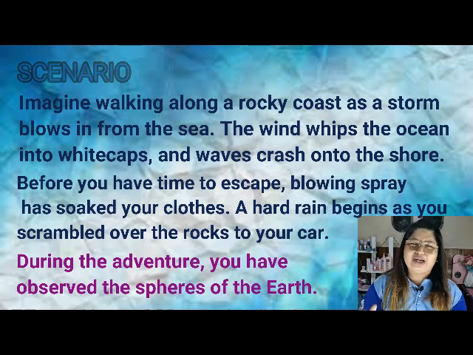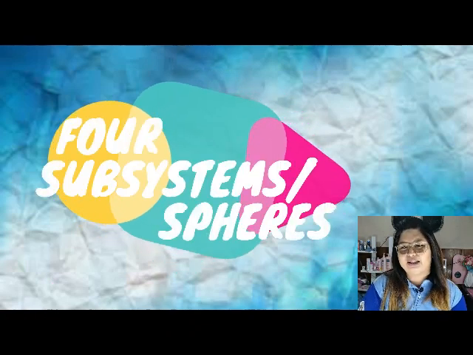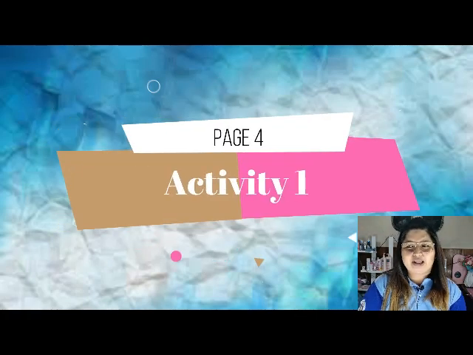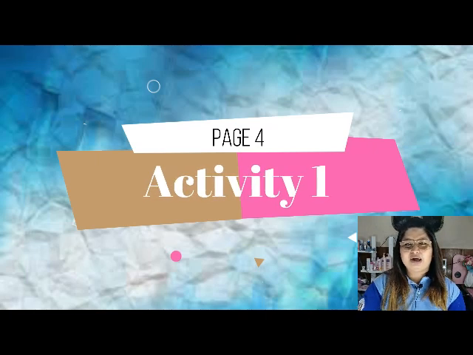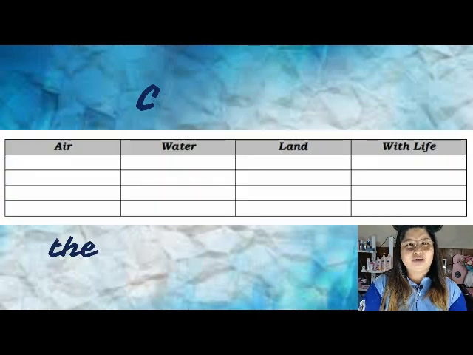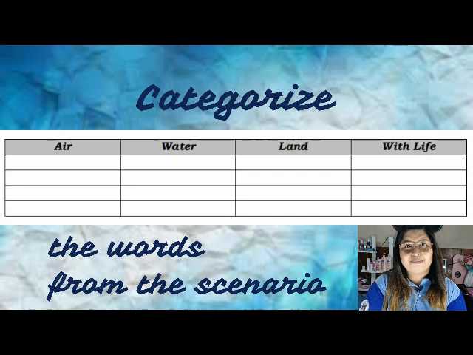Nabanggit ko sa inyo kanina, we're talking about the subsystems. So it is about the spheres, yun yung spheres na pag-uusapan natin today. For the first activity, you're going to list down the terms used in the statement that reflect what makes up our Earth. Yung mga nabanggit doon, merong ocean, meron tayong rocky coast, yung mga yan. Can you please categorize them based on the following? The first column is about air. Anything about air in the statement, you put it down. Another is water. Meron din tayong category for water, maraming nabanggit tungkol sa tubig. Land, of course. And of course, those with life. I-categorize nyo lang dyan. You don't need to fill out all of the spaces.